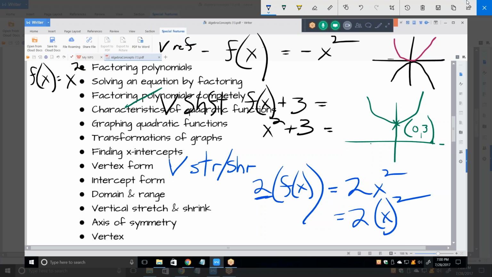In either case, the only thing being squared is the x. In other words, I'm not squaring the 2. The 2 is outside of the function. That's what makes it vertical. And there's your 3 verticals. That's it.